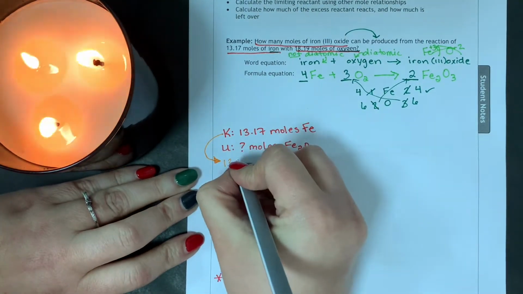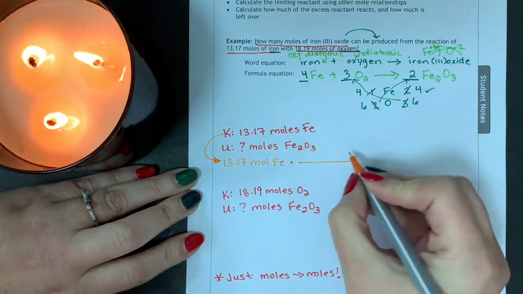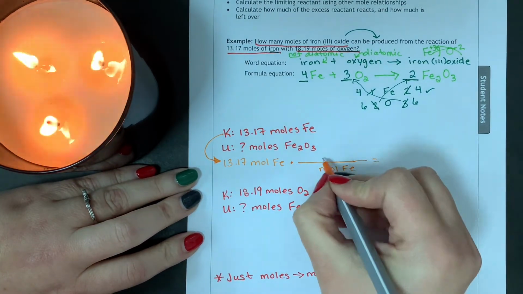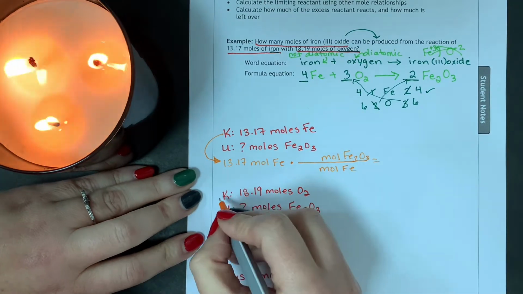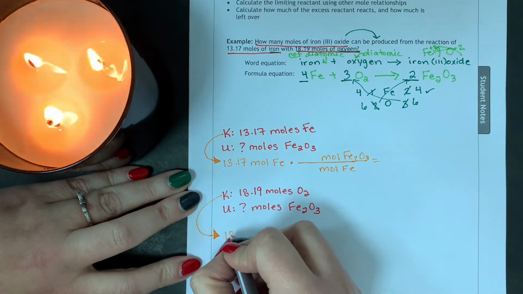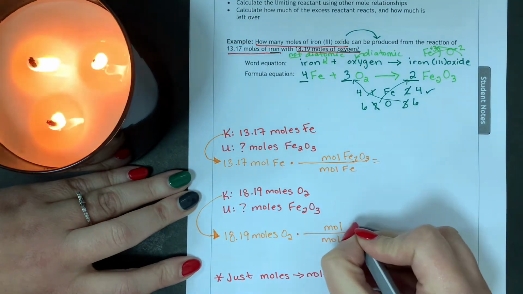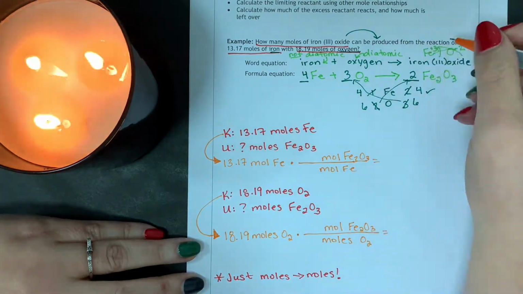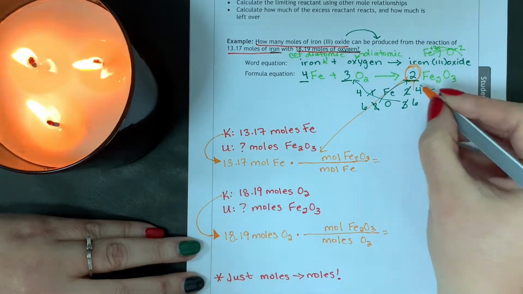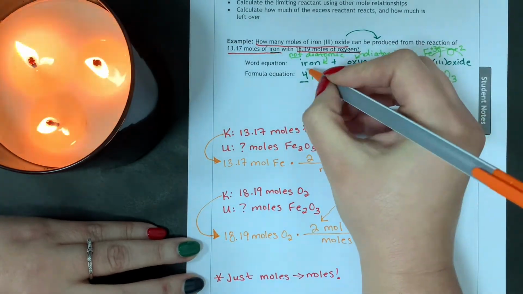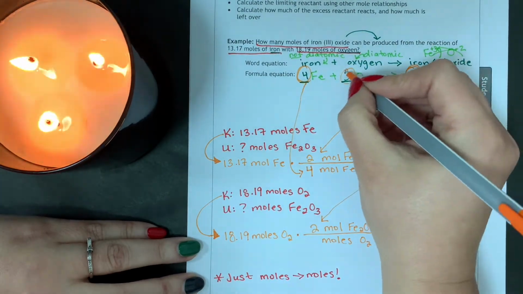So we're going to bring down our first known and then convert the moles of known to the moles of unknown, and then we will actually be at the end of our calculation. We're going to do the same thing for the second known, convert moles of known to moles of unknown. We're going to grab the mole to mole ratio numbers from the coefficients from the balanced chemical equation.